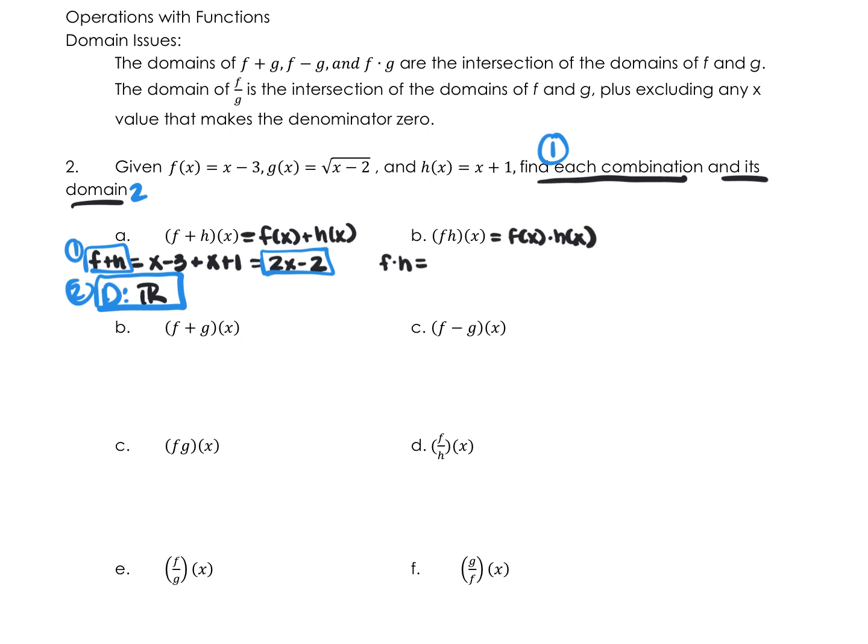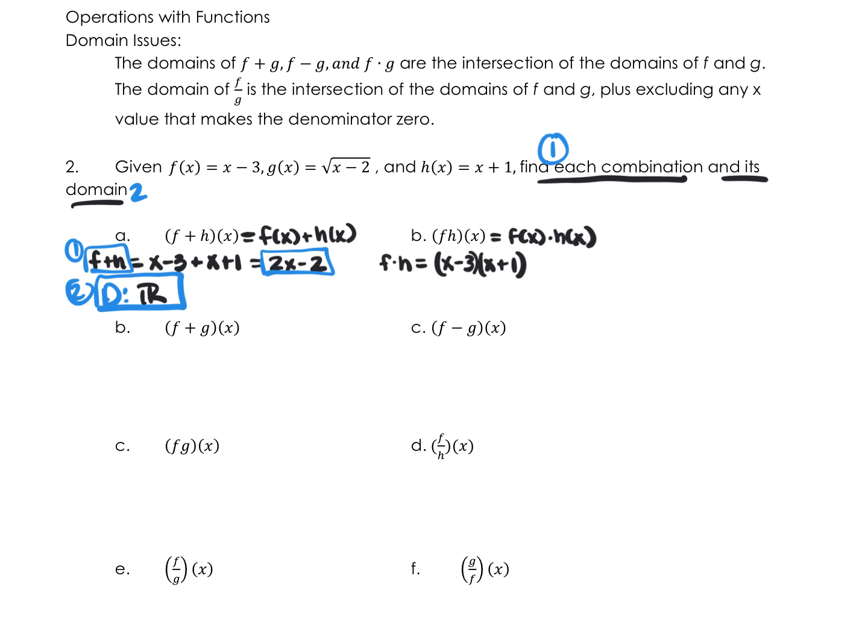So to find f times h, I'm going to write shorthand here. F times h. We're going to take f. What did we say f was? X minus 3. And we're going to multiply that by h. So now we're multiplying these two things together. What are you going to have to use to show me that you're going to multiply these two whole things together? Parentheses. You need to use parentheses here to show me you're multiplying x minus 3 times x plus 1. We're not just adding, we're multiplying. So we want to multiply this whole thing by that whole thing.